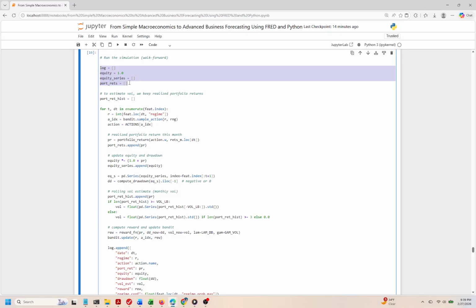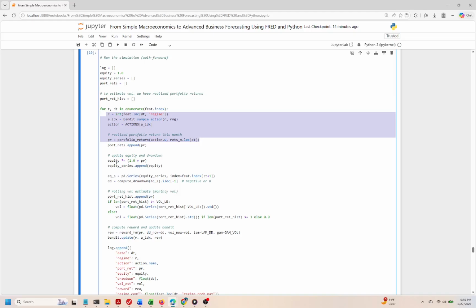As the simulation runs through a series of time steps, it begins by initializing necessary variables, such as an equity value that starts at 1, and an empty log to track our results. Each iteration of the loop corresponds to a specific date in our dataset, allowing us to adapt the strategy dynamically based on market conditions.